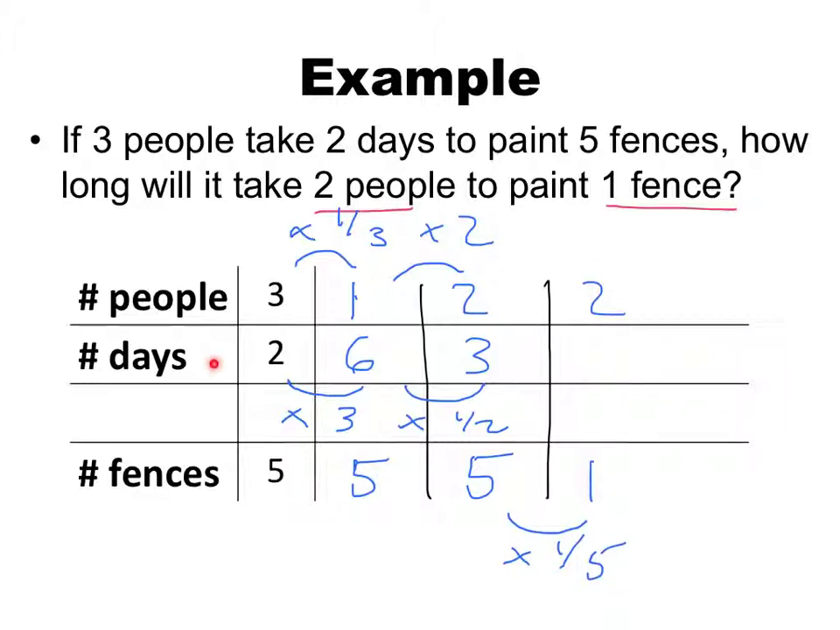Well, we argued that the number of days and the number of fences are directly proportional. So if I multiply this bottom row times 1/5, I need to do the same to the middle row. So I'm going to multiply here by 1/5. And so 3 times 1/5 would be 3/5. And so this column tells me it's going to take 2 people 3/5 of a day to paint 1 fence. And so there's my answer.